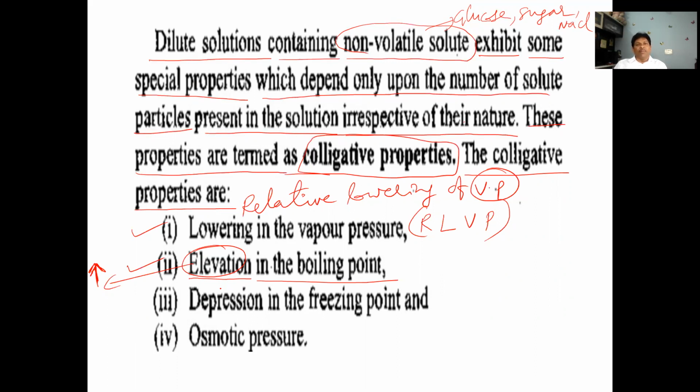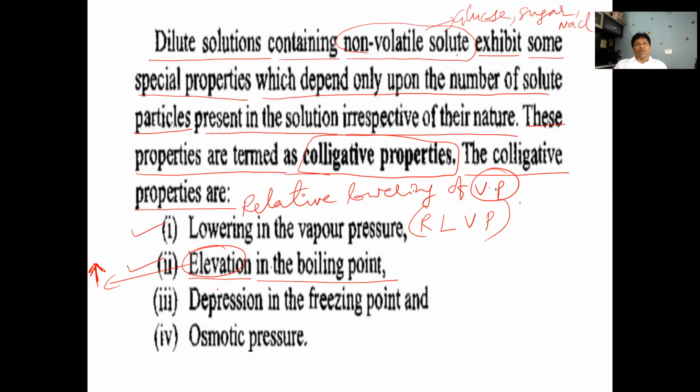What do you mean by elevation in boiling point here? When non-volatile solid particles are added to a volatile solvent, the vapor pressure of that solvent will decrease, and the boiling point of that solvent increases. The boiling point is elevated and the vapor pressure is lowered. So lowering of vapor pressure occurs and elevation in boiling point occurs.